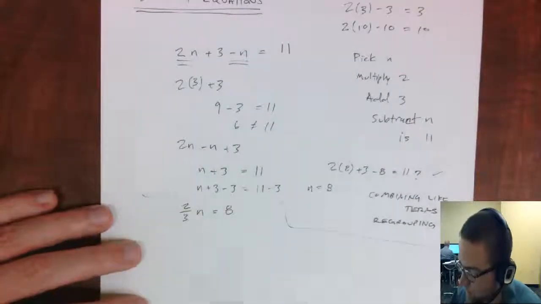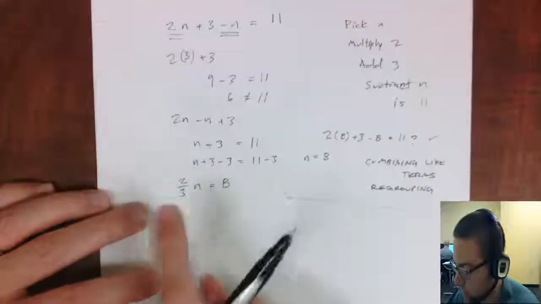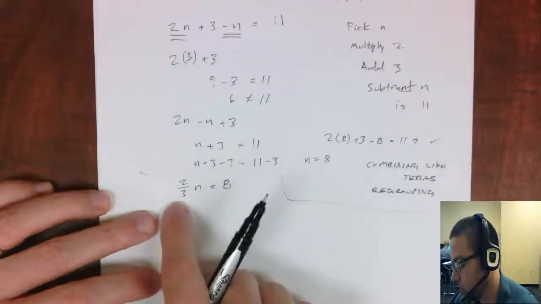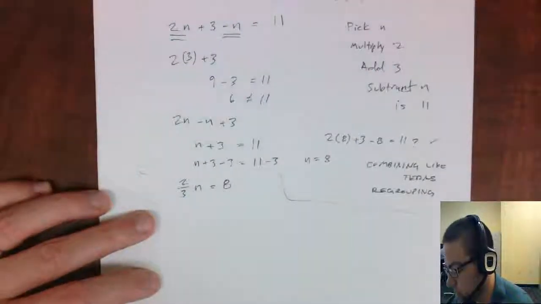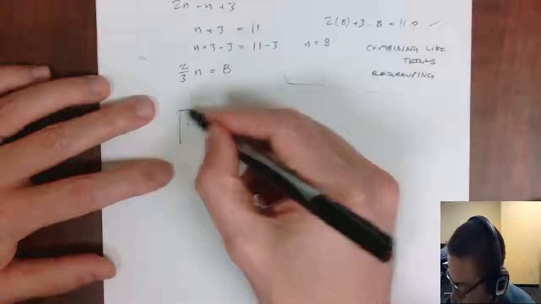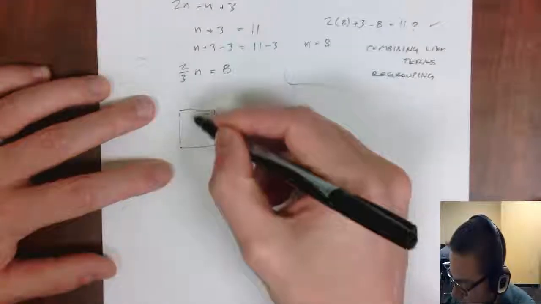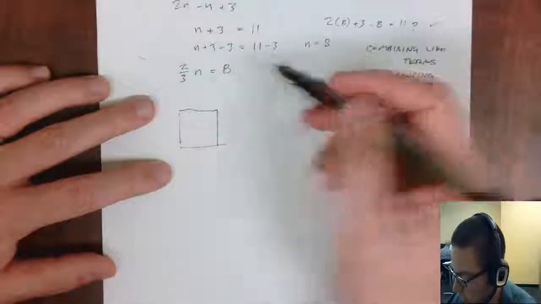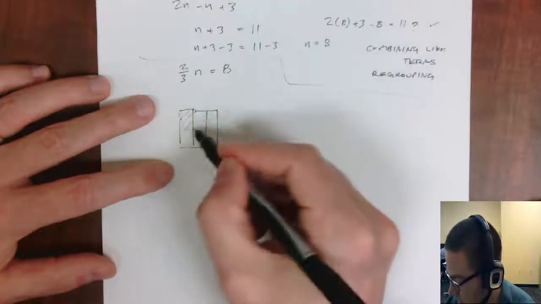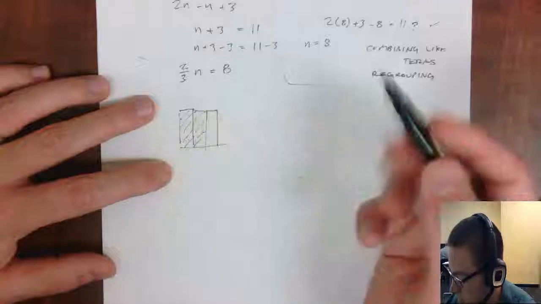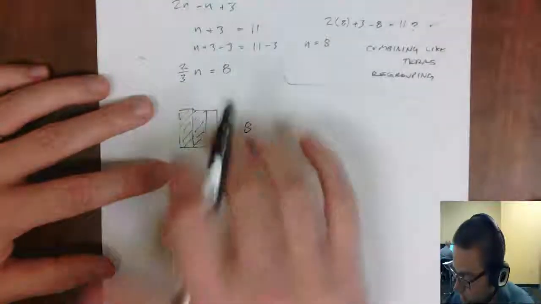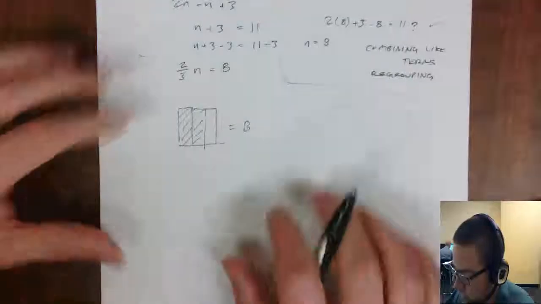Next, what if we had a fraction attached to it? So we take a number, and 2/3 of that number is 8. What is the original number? I could think of it this way. If I had a box, so this is the number, 2/3 of it, so this amount of it, is 8. So what is that original number?